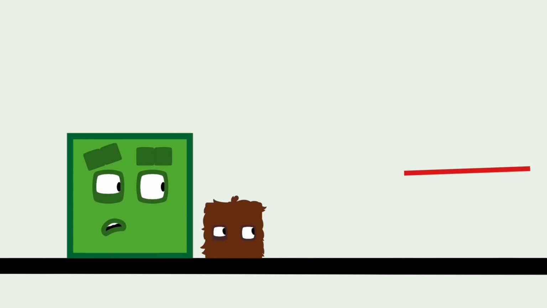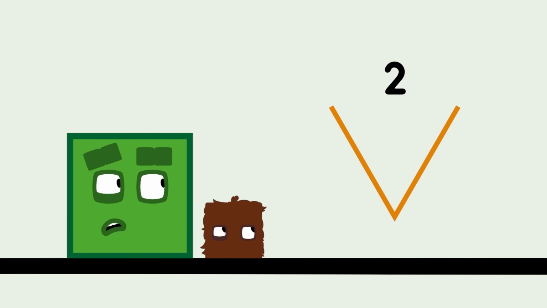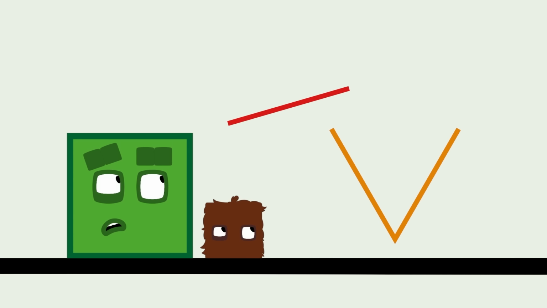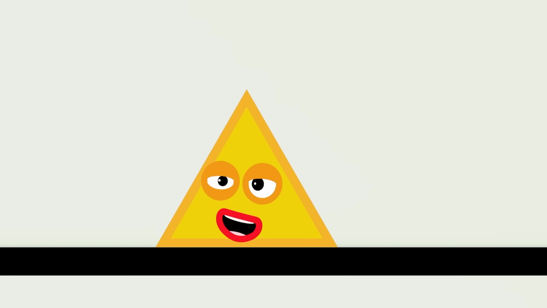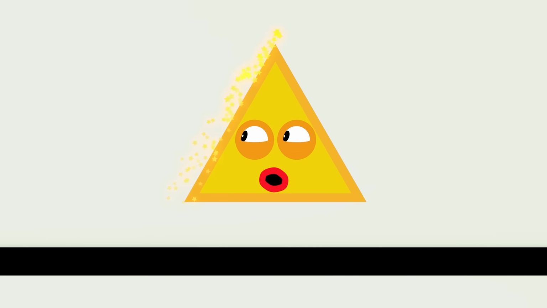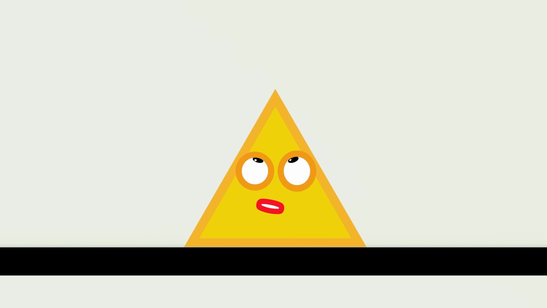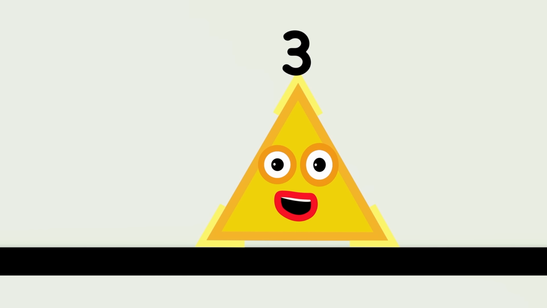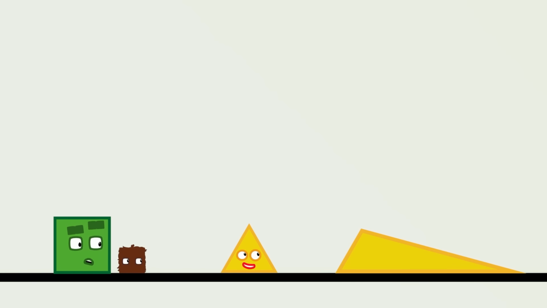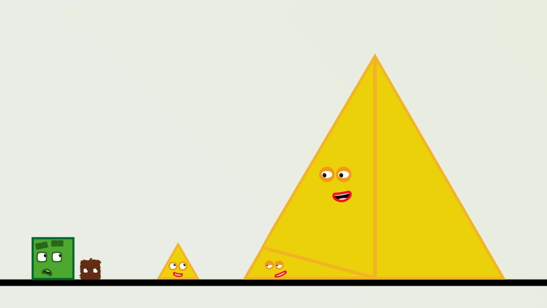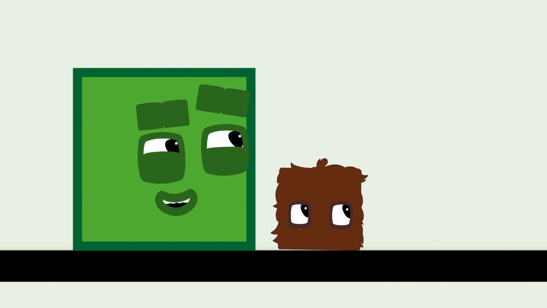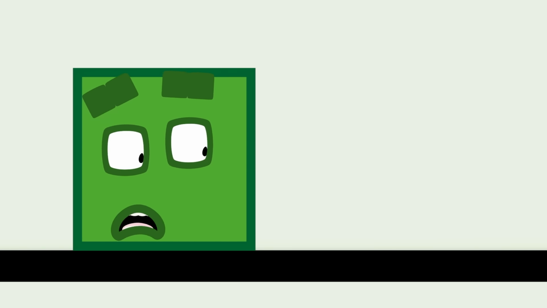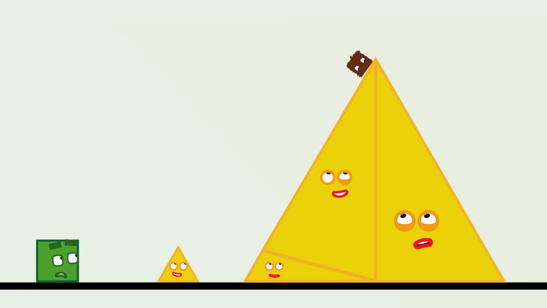Welcome to Flatland, where all the flat shapes live. I am a line. One straight line. Two straight lines. And when three lines join together, we make a triangle. I've got one, two, three sides, and one, two, three corners. Look at me. And at me. And at me. We're all triangles. Wow. But you're all so different. Squeery, come back!